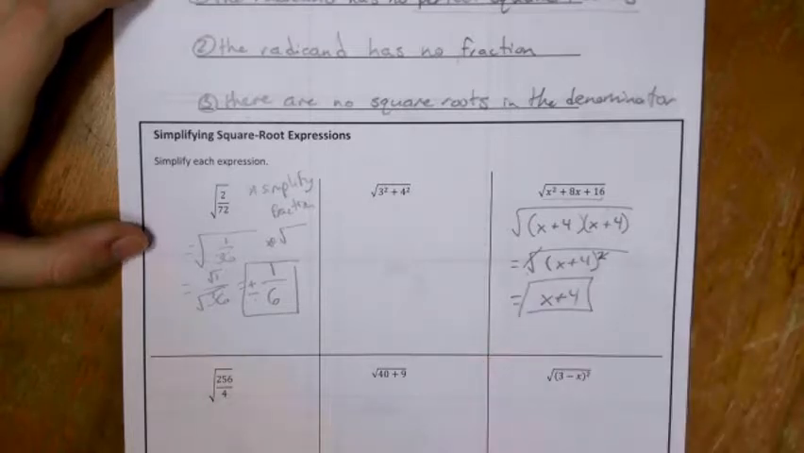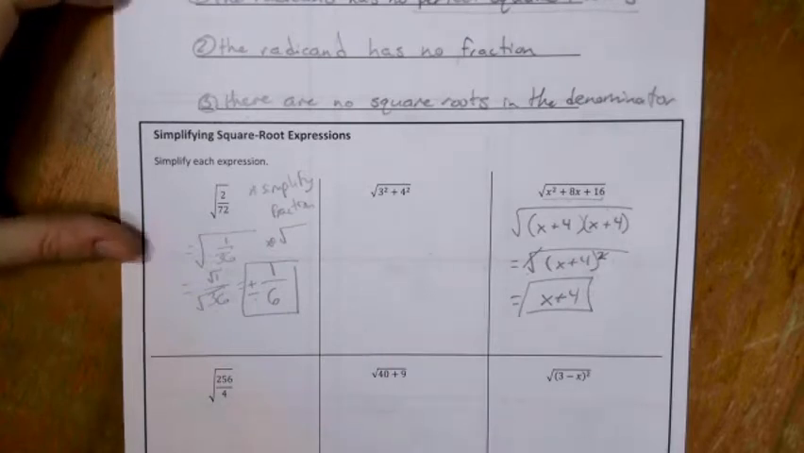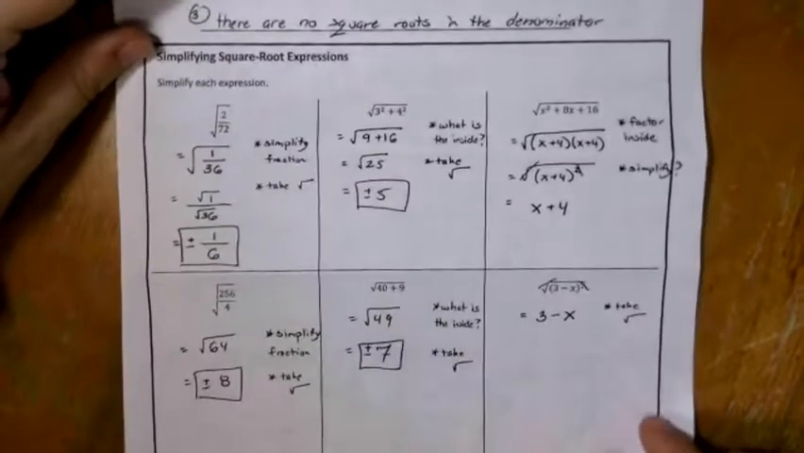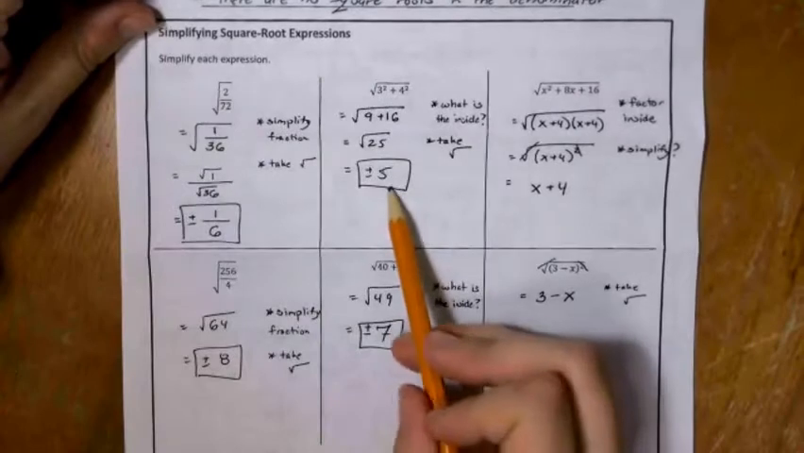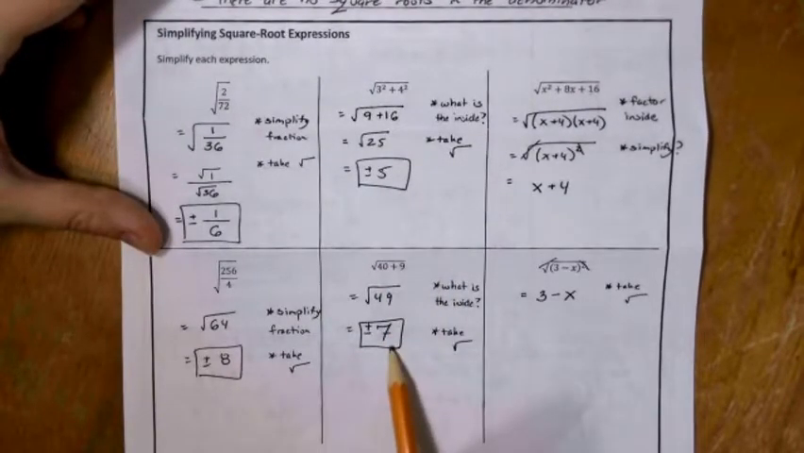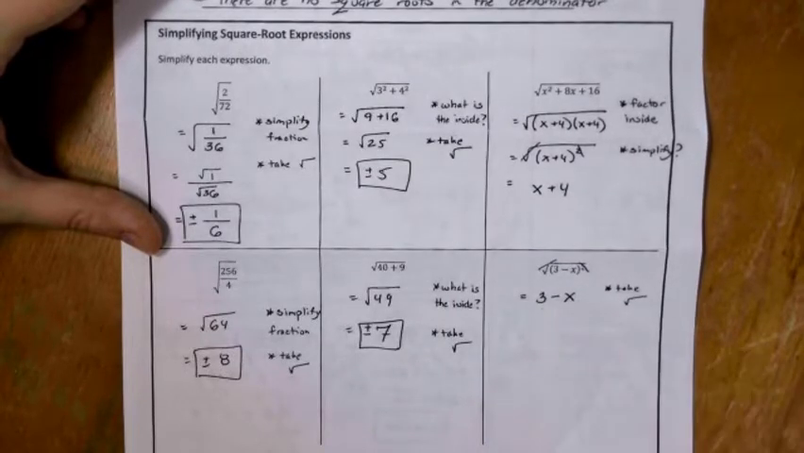All right, I want you to try the middle one here and then these 3. Pause the video, try those, see what you get. All right, you should have gotten for your answers plus or minus 5, plus or minus 8, plus or minus 7, and 3 minus x. That's what you should have gotten for your answers.